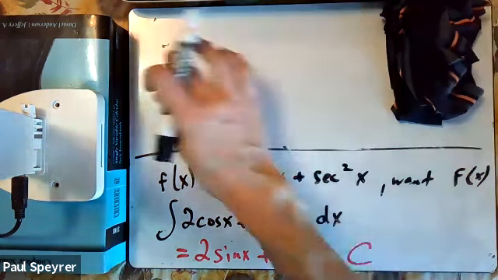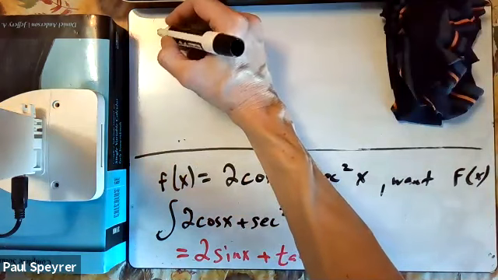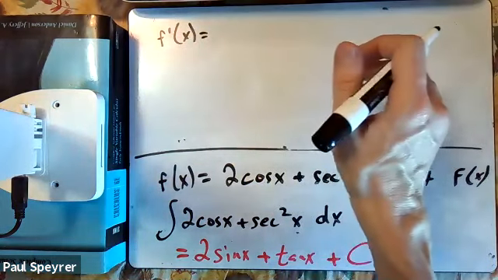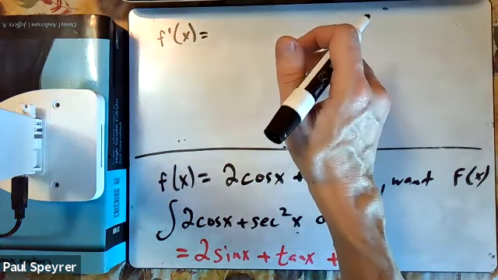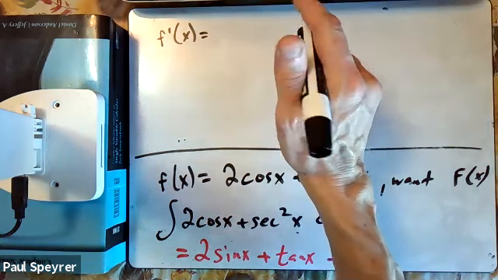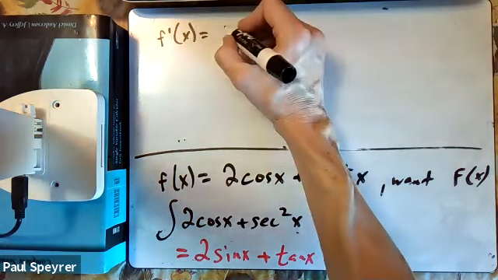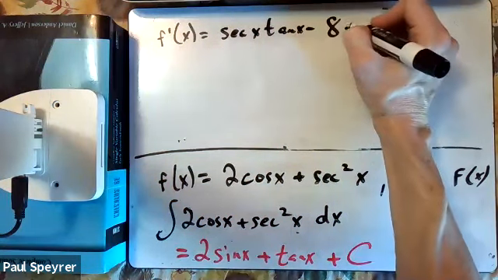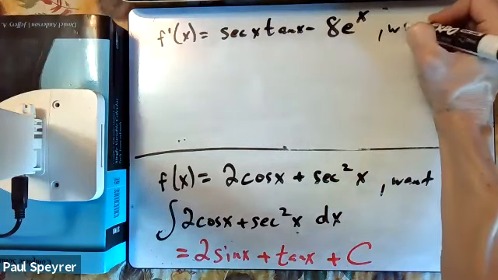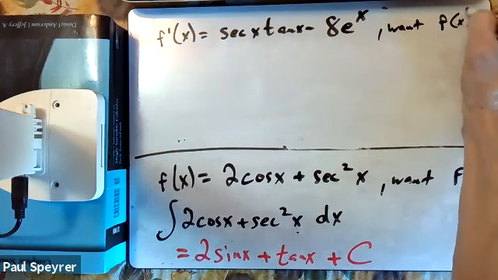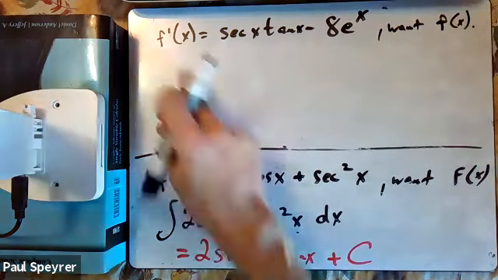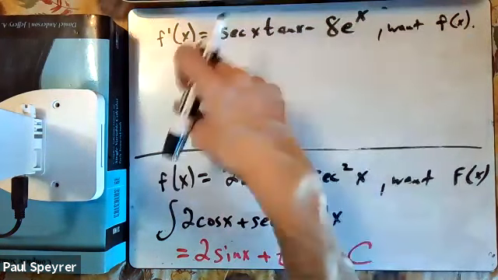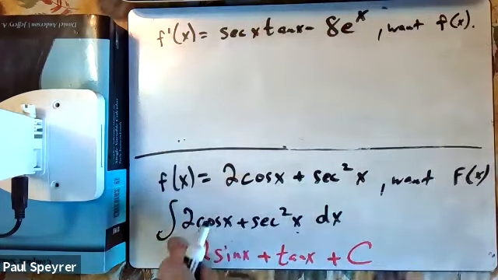What if I have, I'll do this now, let's say we have f prime of x equals secant x tan x minus 8 e to the x, and we want f of x. So right here, we were given the derivative, and they want the original function. So what does that mean? We just have to take the antiderivative. It's the same thing that we did right here.